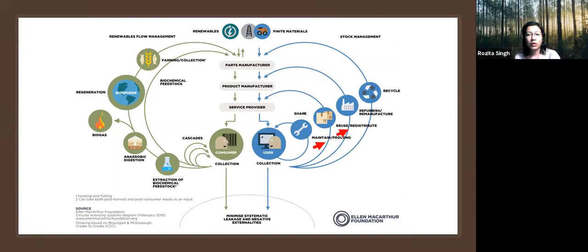The second loop is more about reusing and redistributing. This means that technical products and materials can be reused multiple times and redistributed to new users in their original form. This is like marketplaces such as eBay. You have second-hand markets these days. These are good examples of it.